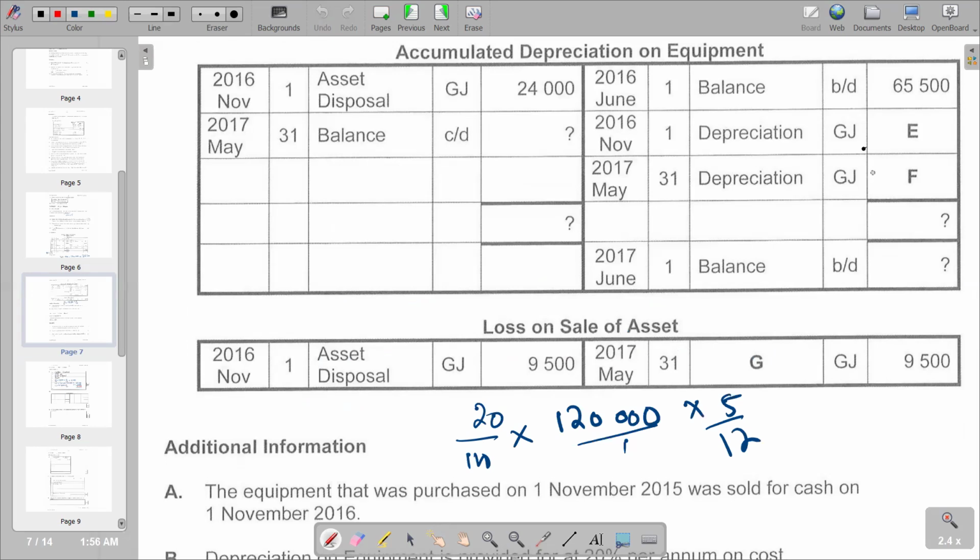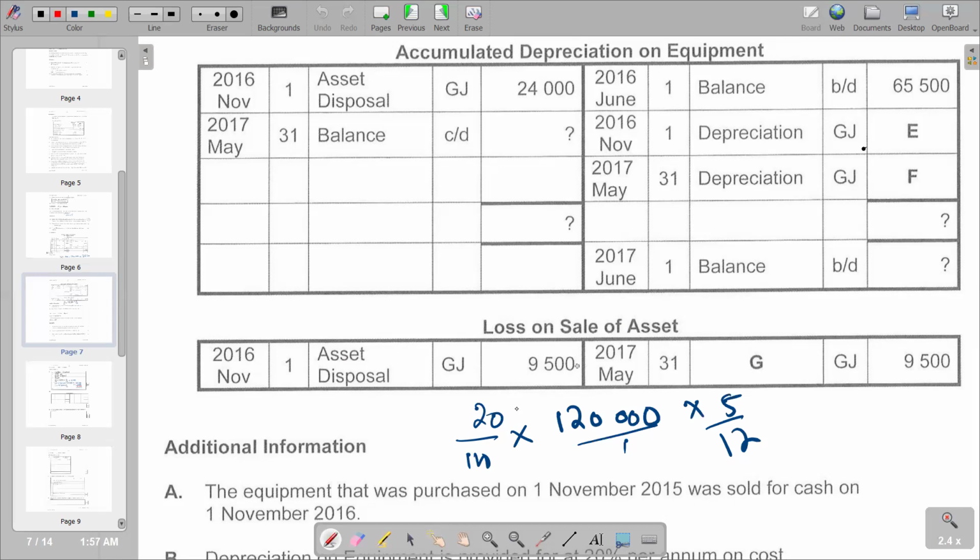We've got our F, the one that we've just calculated. So we go to our G. Our G, obviously, we know that it's taken from the general journal or sale of asset.